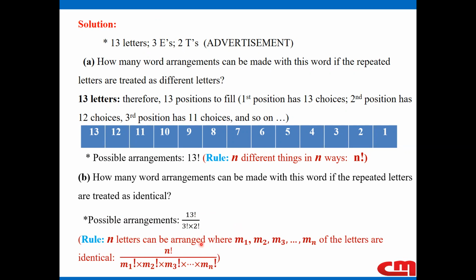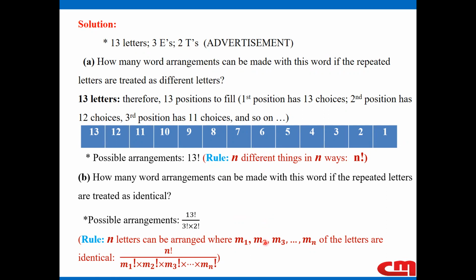N letters can be arranged where M1, M2, M3, up to Mn of the letters are identical in this format. So at this point, you should know that the M is simply telling us the quantity of the repeating letter. Like in our case, the E is having 3, right? So M1 is equal to 3. Then how we arrange those 3 letters is 3 factorial. This is why we have 3 factorial here. The same can be said for M2, we go to the T. We have 2 T's, right?